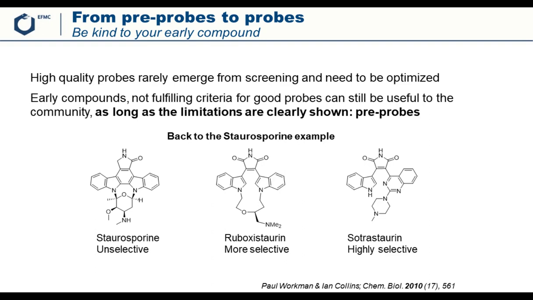So coming back to an example we mentioned at the beginning, staurosporin, which is a rather unselective PKC inhibitor, itself, it's not a very good chemical probe. However, it was used by other groups to create more selective PKC inhibitors, such as ruboxistaurin and later sotrastaurin. So people were able to develop very useful chemical probes from this early preprobe. So don't hesitate to publish early compounds, as long as you make the limitations clearly known.